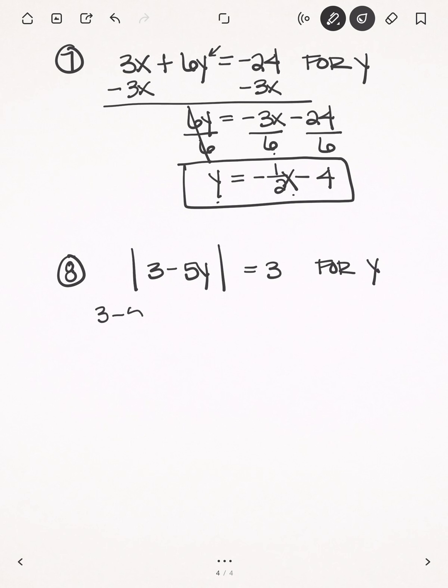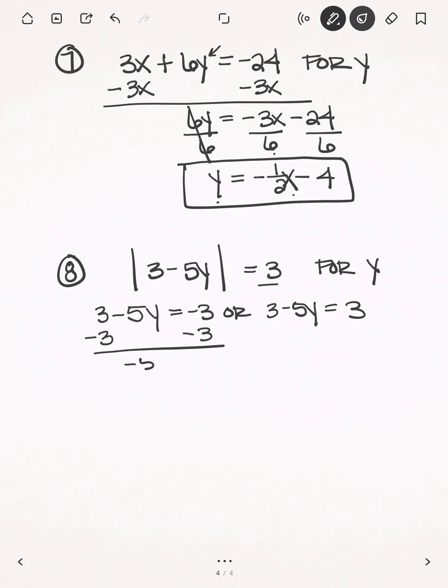I have 3 minus 5y. I'm going to set it equal to this number, but the opposite of it. Or I'm going to take out whatever's in the absolute value and set it equal to that positive 3. I'm going to solve both equations, and that will give me my 2 answers. So here, I want to move 3 over, so I'm going to subtract 3 from both sides. I have negative 5y is equal to negative 6. Divide by negative 5 on both sides. And I have y equals a fraction. The negatives cancel out, and I have 6 over 5.